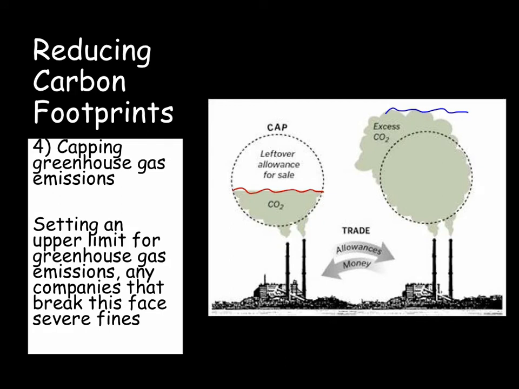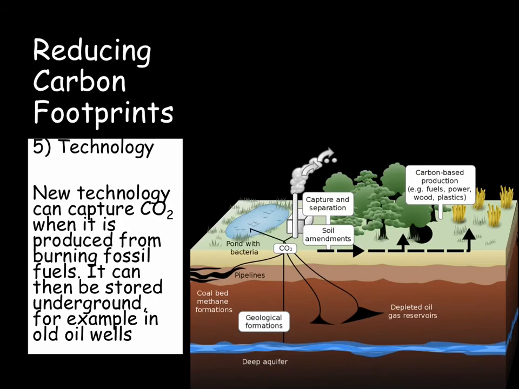We could also try to cap the amount of greenhouse gases that are being released, so setting an upper limit for greenhouse gas emissions. Any companies that break this would then face severe fines. This would also allow companies to sell part of their allowance in order for the emissions cap to still be met. Finally, we can use new technology. There are lots of types of new technology that can capture CO2 when it is produced from burning fossil fuels. We can then store it underground, for example, in old oil wells that have been depleted.